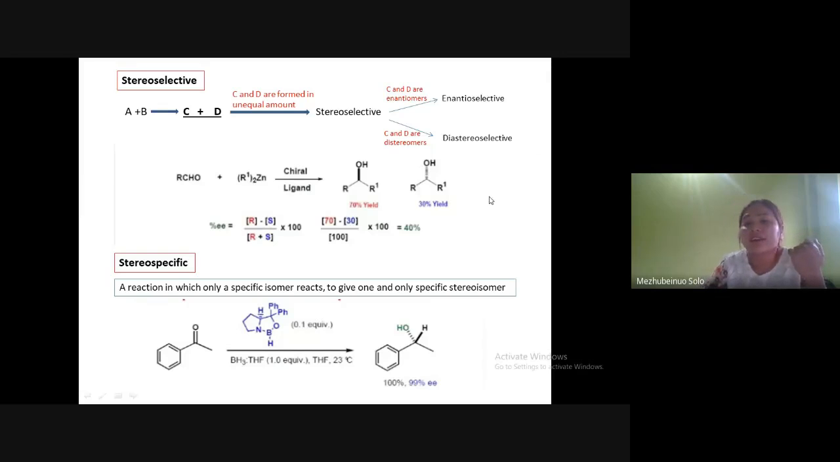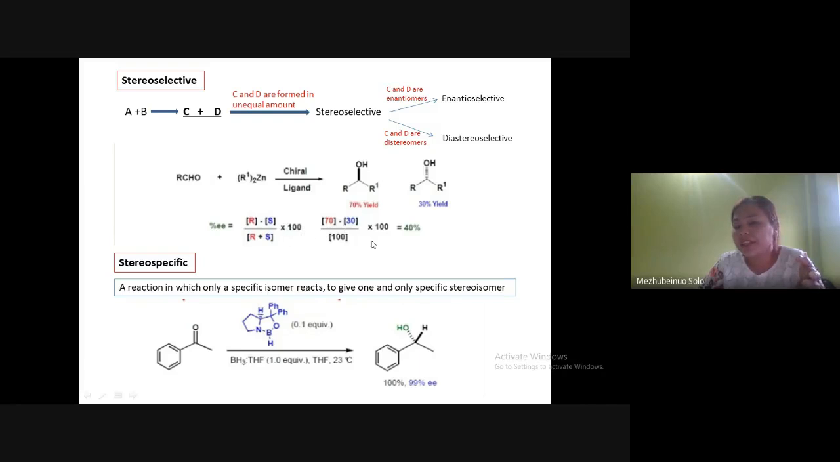Here I have given an example of an enantioselective reaction where an aldehyde reacts with dialkylzinc in the presence of a chiral ligand to give two enantiomers in unequal amounts. Let us assume that this is the R enantiomer and this is the S enantiomer. Here we have 70% yield of the R enantiomer and 30% yield of the S enantiomer. Enantioselective reactions are expressed in terms of enantiomeric excess, given as EE. Enantiomeric excess is the excess of one enantiomer over the other, expressed as a percentage of the whole. In this case, the enantiomeric excess for this reaction is calculated using this formula, where the major amount minus the minor amount is divided by the whole amount, multiplied by 100.